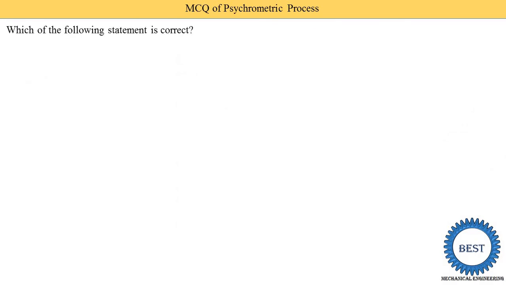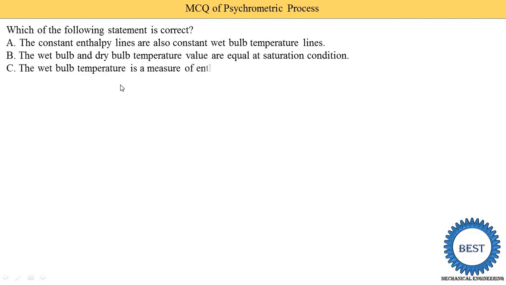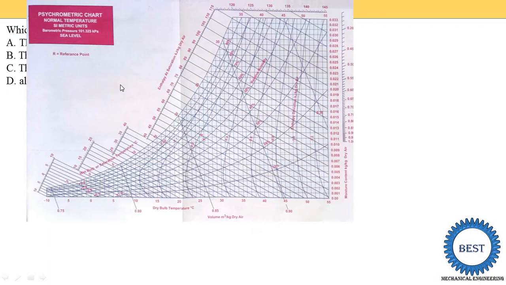Which of the following statements is correct? Constant enthalpy lines are also constant wet bulb temperature lines. That discussion is missing here. Constant enthalpy lines and wet bulb temperature lines are the same on a psychrometric chart. The wet bulb and dry bulb temperature values are equal at saturation conditions. This statement is also correct. The wet bulb temperature measures the enthalpy of moisture, and all of the above.